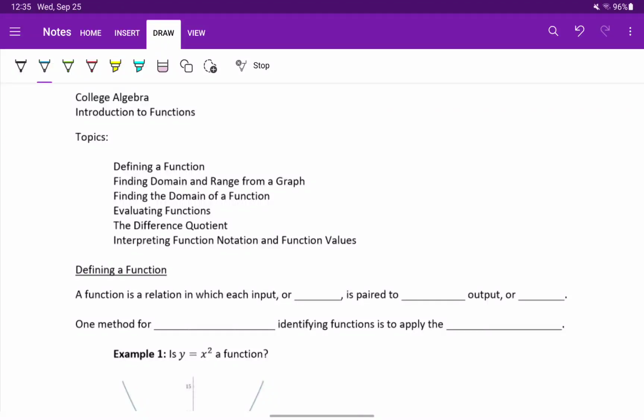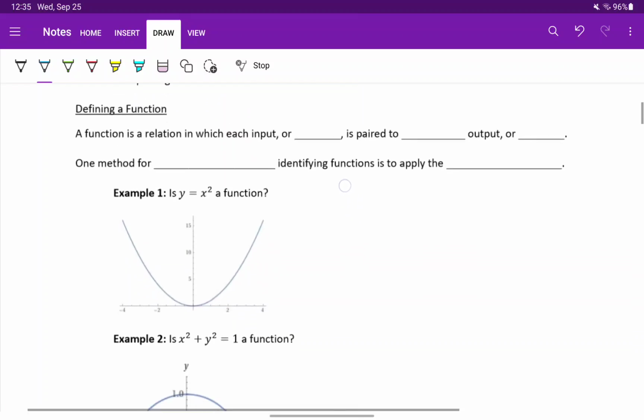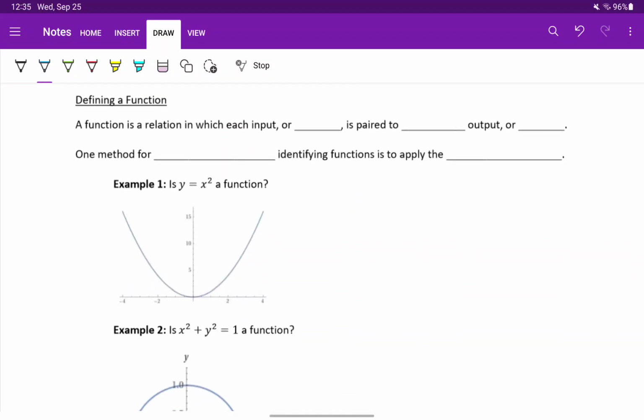In this section, we want to introduce functions, beginning with defining what a function is. So a function is just a relation in which each input or x value is paired to exactly one output or y value.